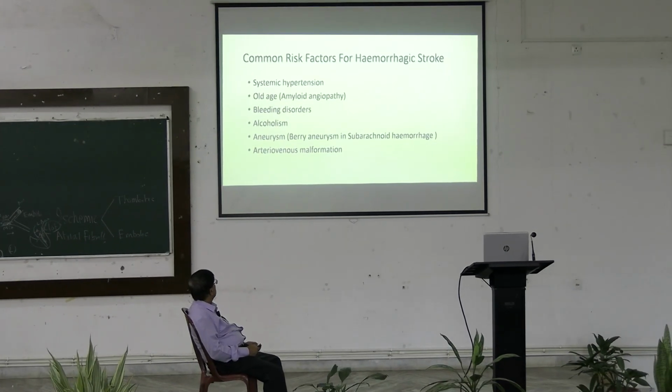Aneurysm formations, the berry aneurysm and subaortic: I have told you that there is an aneurysm formation in the artery, and the aneurysm causes rupture. That rupture will cause hemorrhagic stroke. And there is arteriovenous malformation, a communication between the artery and vein, which is very prone to develop problems. They are usually congenitally there, but later develop aneurysm and rupture. So, these are the causes of hemorrhagic strokes.